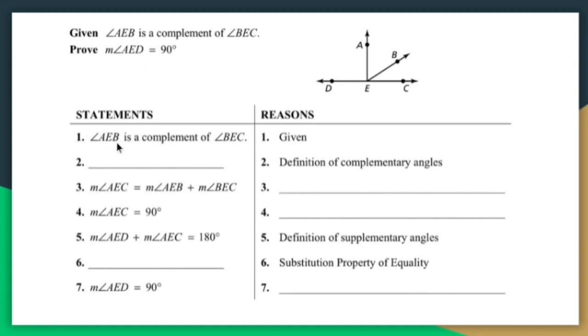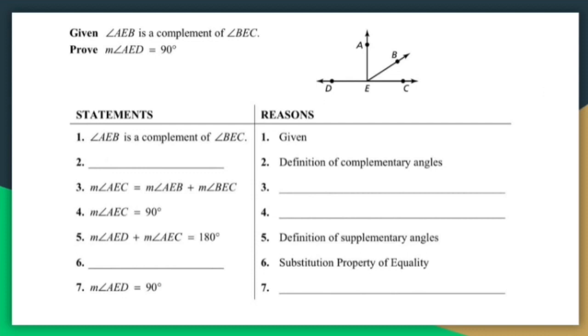Step number 1, AEB is a complement of BEC. That was my given. My reason is given. 90% of the time, 99% of the time, your first step in a two-column proof is going to be your given. So let's not burn too much brain energy on that. Step 2, statement 2 is, I don't know. But it says the reason is definition of complementary angles.